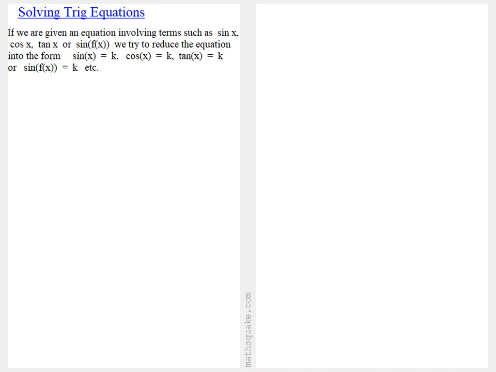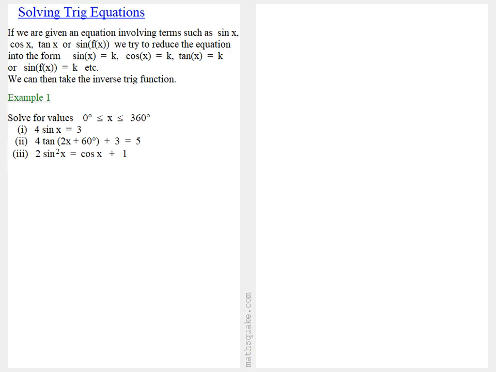If we're given an equation involving terms such as sin x, cosine x, tangent of x, or sine of a function of x, we'll try to reduce the equation into the form sin x equals k, or cosine x equals k, or the tangent of x equals k, or even the sine of a function of x is equal to k, where k is a number, and then we can take the inverse trig function. So let's look at an example.